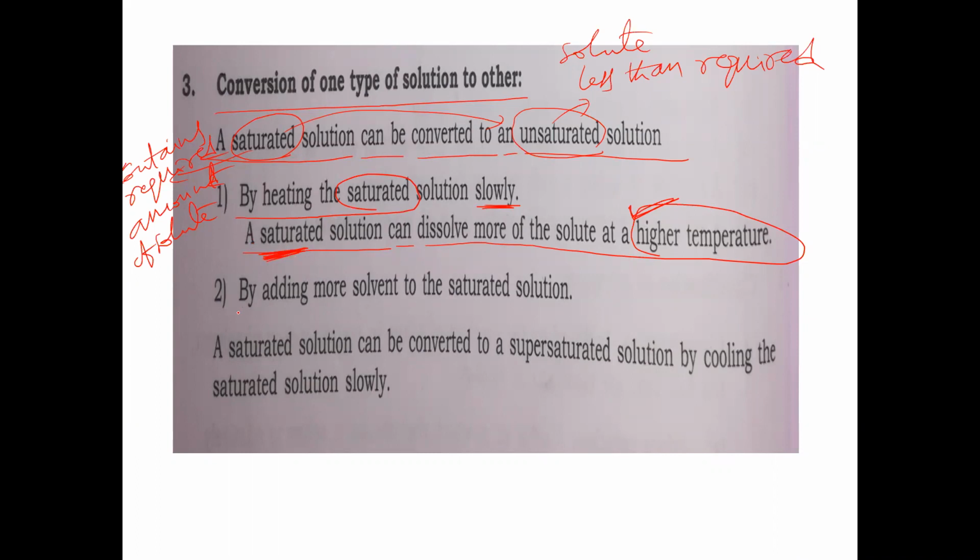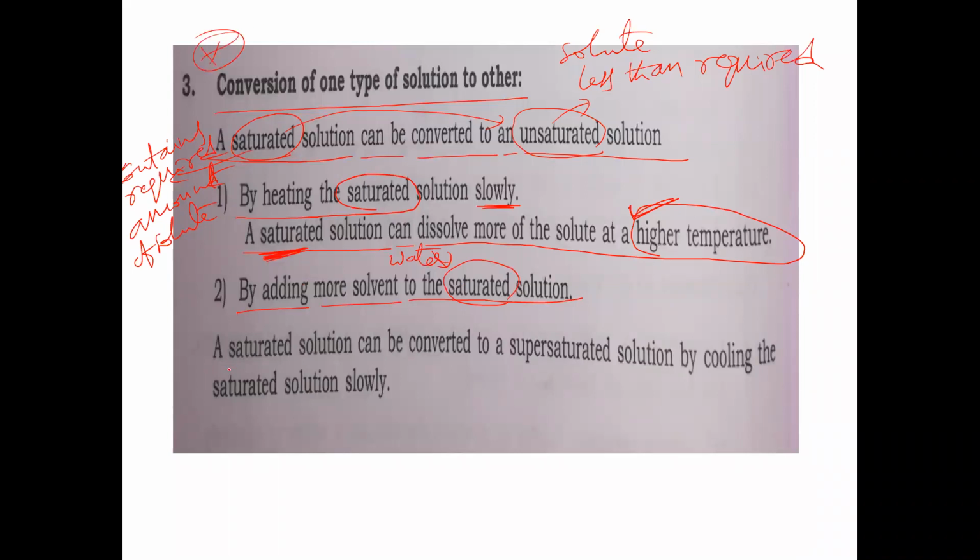First thing. Second thing, by adding more solvent to the saturated solution. To the saturated solution, what are we adding? More solvent, more water is added here. If we add more solvent to the saturated solution, it becomes what? Unsaturated. So saturated can be converted into unsaturated by heating the saturated solution slowly, and also by adding some more solvent to the saturated solution. This is an important concept here. Remember, do not get confused.